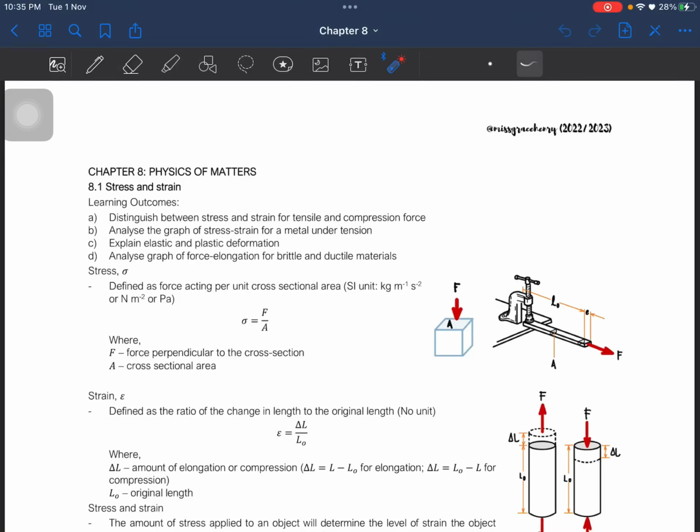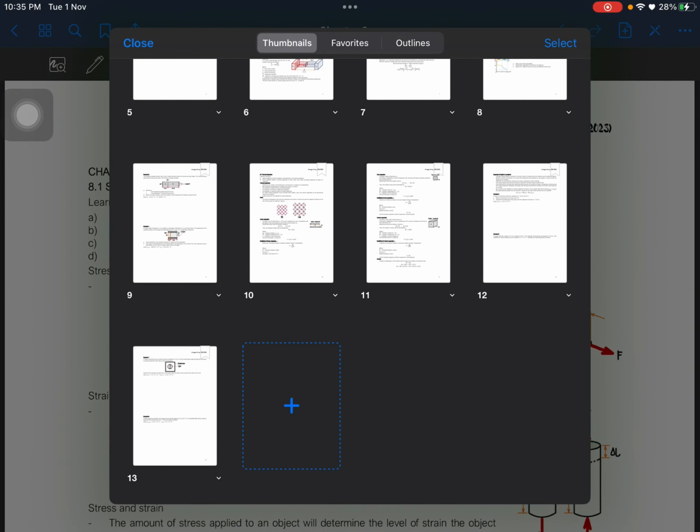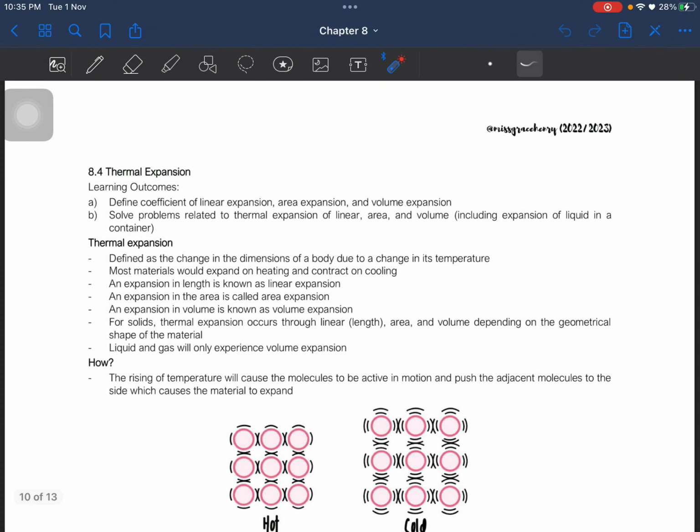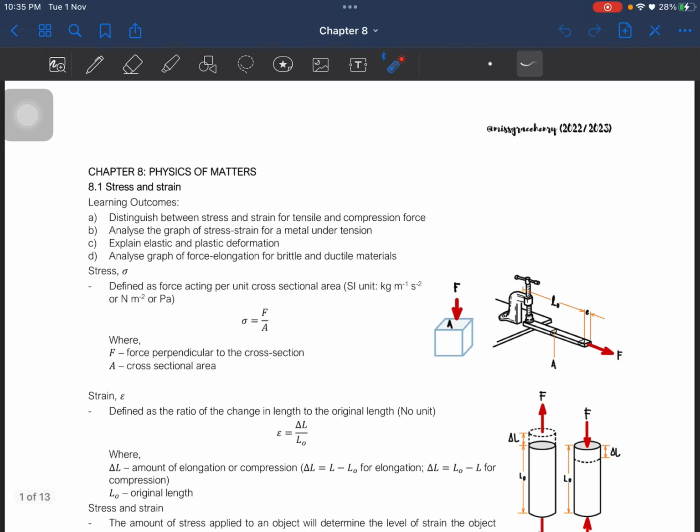Hello everybody, so today I will be explaining to you on chapter 8, which is on physics of matters. So there are several subtopics. I think there are 4 subtopics if I'm not mistaken. Yeah, so there are 4 subtopics in this chapter, but only a few subtopics that has calculation. So the first few part of this chapter is basically on the theoretical, on the theory.